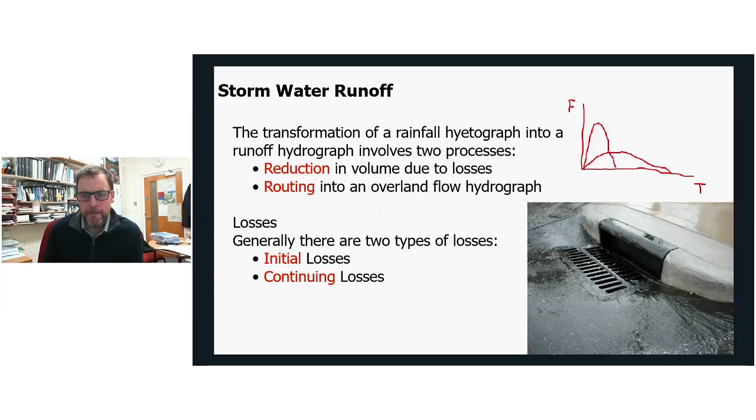We expect the peak to be lowered and the base to be lengthened out as it travels, as it's attenuated as it travels over the catchment surface. So that's really just what the routing component's about. At the bottom of the slide, losses can be considered as being of two types. Initial, so that's losses that happen at the start of the rainfall event and then stop. And then continual, so that's losses that continue throughout the rainfall event. For both those loss types, the clue is in the name.